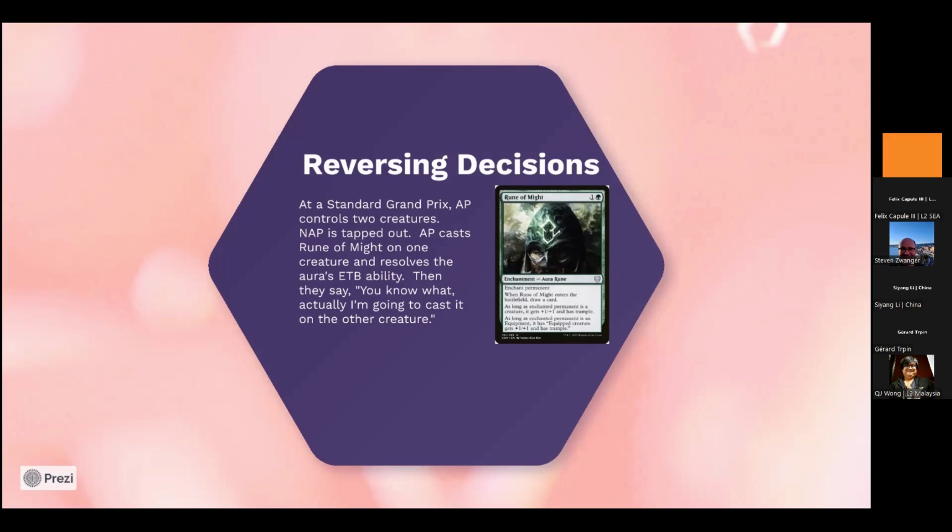So a couple players have pointed out this player has gained new information. They now have an additional card they did not have before, and they know what this card does and how it will affect their strategy. So they are not allowed to reverse the decision.